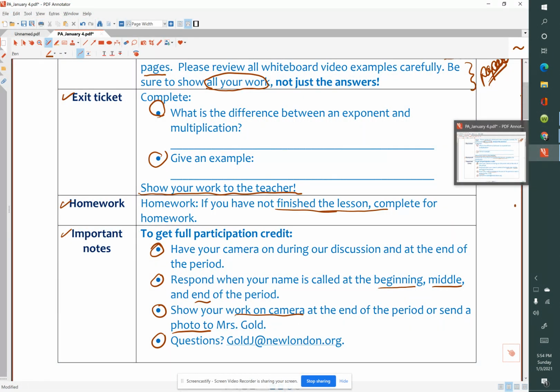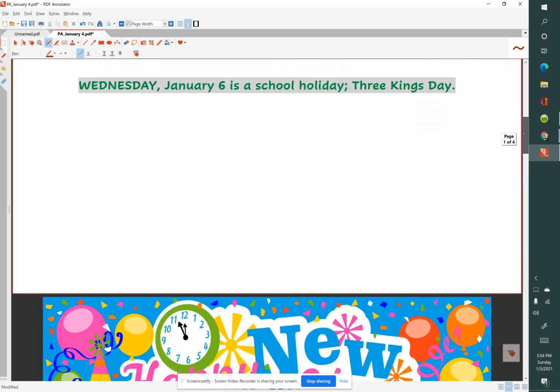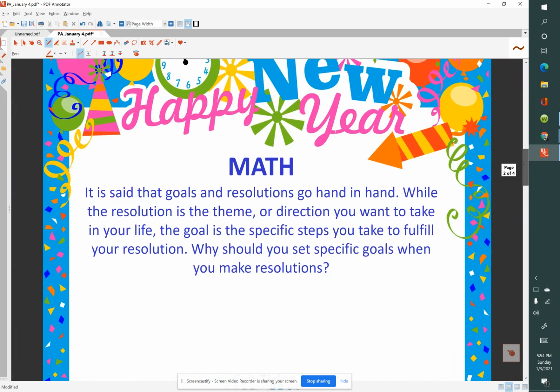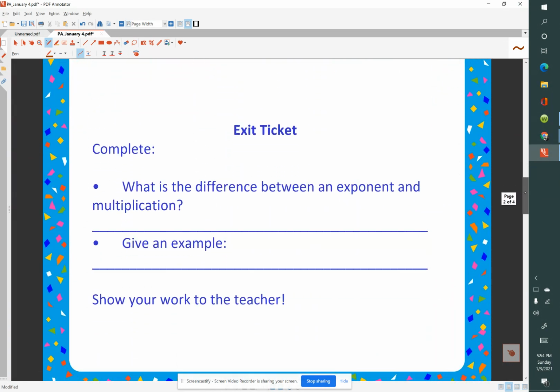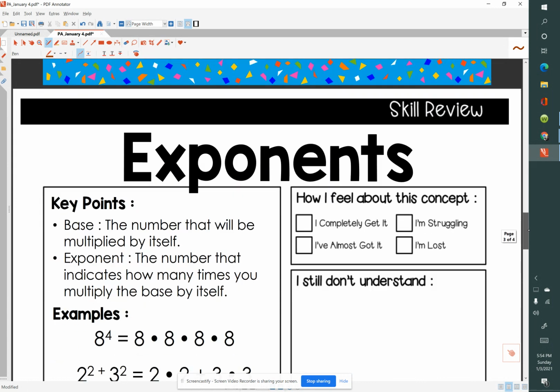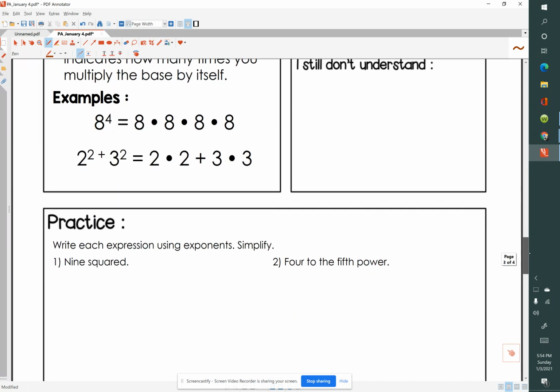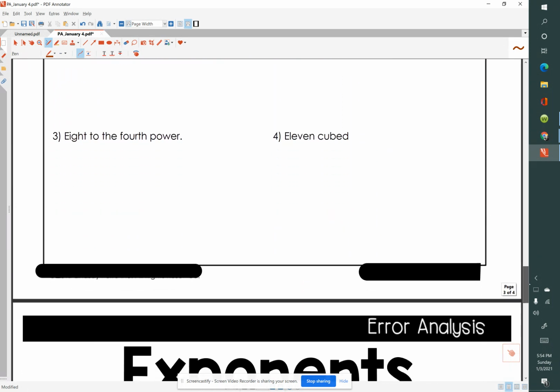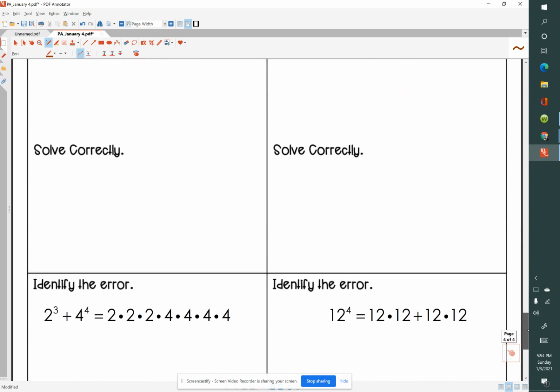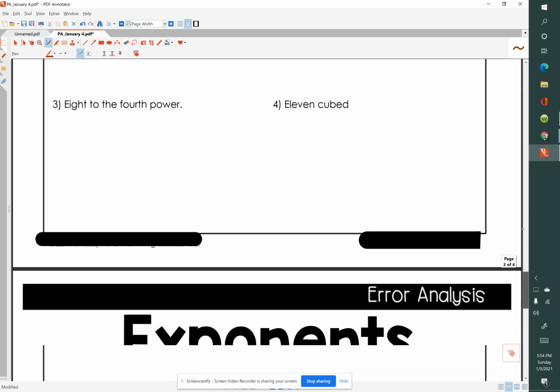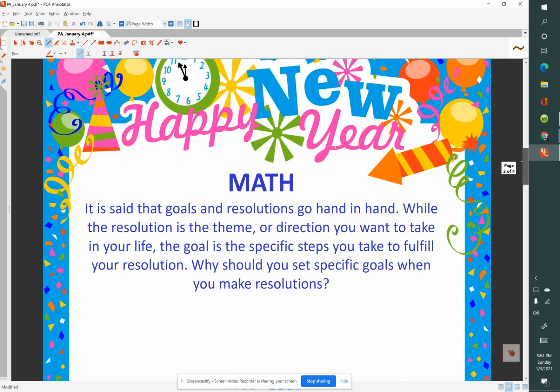So moving on. We have our do now question. We'll talk about that. We have our exit ticket. And these are the 2 pages that we're going to work on today. There's the first page, and here is the second page. So let's go back up to our do now question.